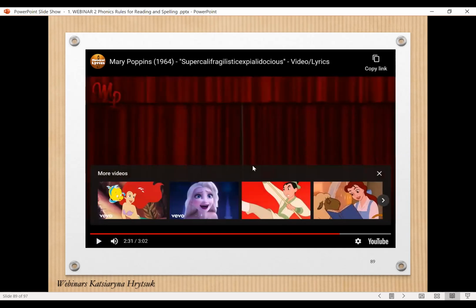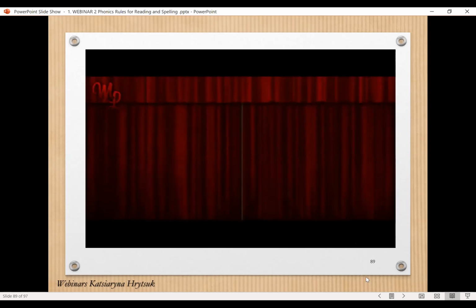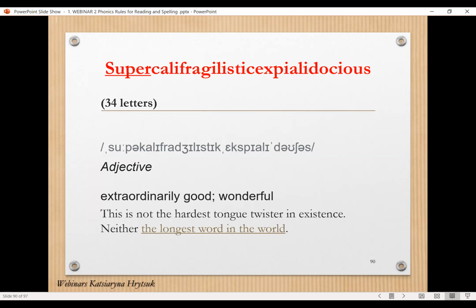So, which word is here? Which word? That is the word supercalifragilisticexpialidocious. Yes. It's just one word with 34 letters, okay? And it means very good or wonderful. That was one of the hardest and the longest words to say.